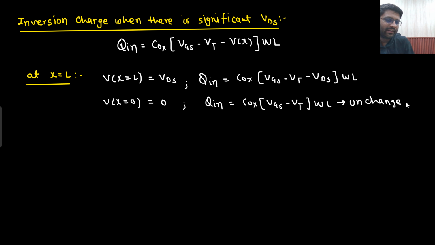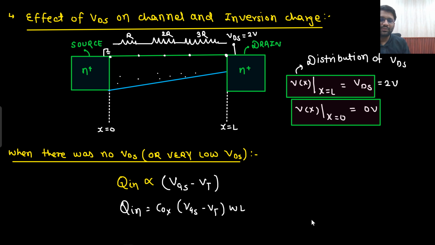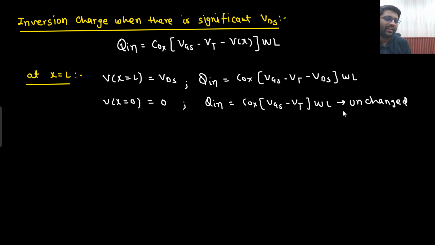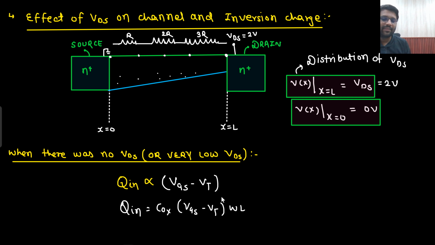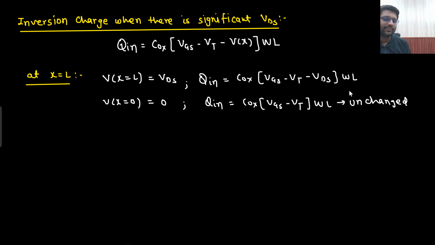And I told you at the source end nothing will change. Why at the source end nothing would change? Because the source end is feeling 0 potential. It is having no impact of VDS. So the source end will say that my charge is Cox (Vgs minus Vt) W into L. It is unchanged. It is same as low VDS value. So are you able to satisfy yourself that, sir, this equation would work? Say yes or no. Okay.